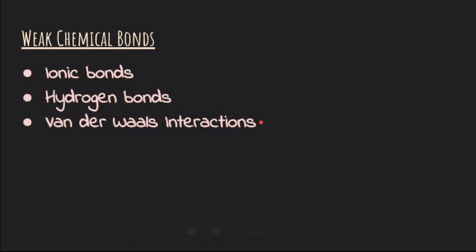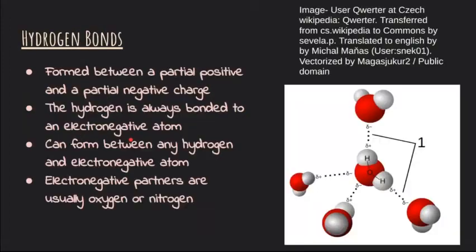So I'm going to talk about the weak chemical bonds next. As I mentioned, ionic bonds are considered weak bonds. I'm also going to be talking about hydrogen bonds and van der Waals interactions. Hydrogen bonds are very important because they make up much of water's properties that I'm going to be talking about next. This is usually formed between a partially positive and a partially negative atom.